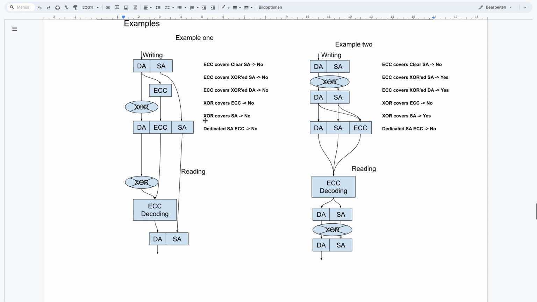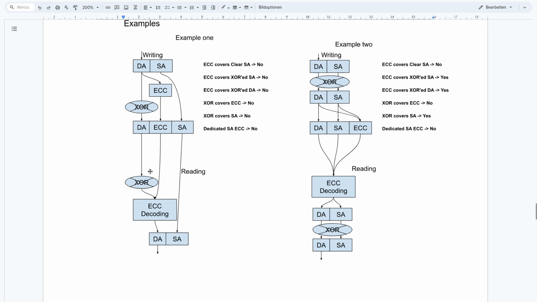Next question, does the XOR cover the service area? As we can see, the XOR here only covers the data area. It does not cover the service area, therefore we get a no here. And the final question, do we have a dedicated SA ECC area? No, we just have data area, ECC area, SA area, but no dedicated ECC for the SA area. The SA area is not protected by ECC here, so we could get bit errors in the SA.